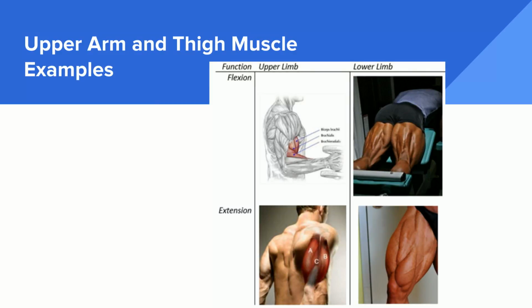Muscles of the upper arm and thigh can be grouped based on their function. The triceps and anconeus muscles extend the forearm, where the four heads of the quadricep, the rectus femoris, vastus lateralis, vastus medialis, and vastus intermedius, are used to extend the leg and flex the thigh.